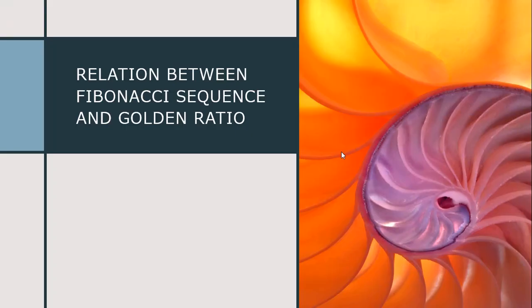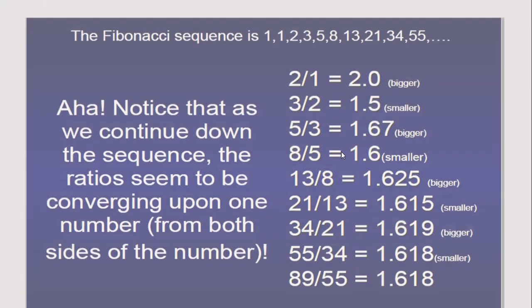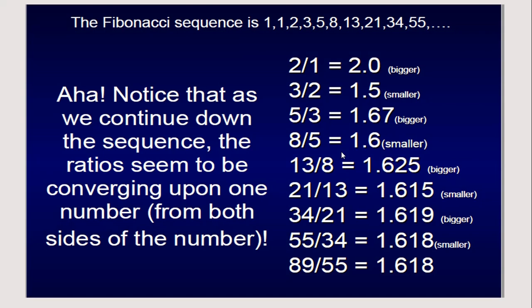Okay, now, what is the relation between the Fibonacci sequence and the golden ratio? If you look at this, going back to the Fibonacci sequence, so 1, 1, 2, 3, 5, 8, 13, 21, 34, and 55. So notice that as we continue down the sequence, the ratios seem to be converging upon one number, such that the ratios are now the same.